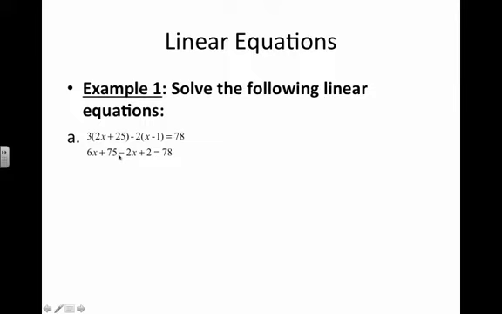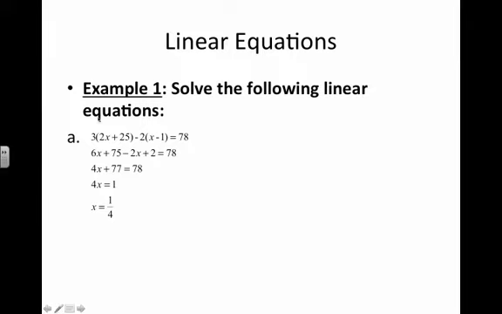Now we still need to keep simplifying by combining like terms over here on the left side. So 6x minus 2x is 4x. 75 plus 2 is 77. And we still have equals 78. Now that we have the left-hand side simplified, we want to start moving things. All of our x terms are on the left, so let's subtract the 77 from both sides, and we get 4x equals 1. Okay, so that's 4 times x equals 1. We're going to divide both sides by 4, and that gives us x equals 1/4.